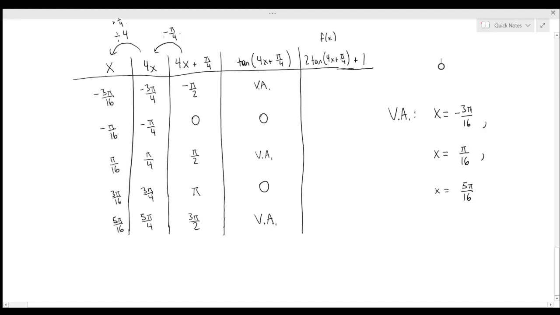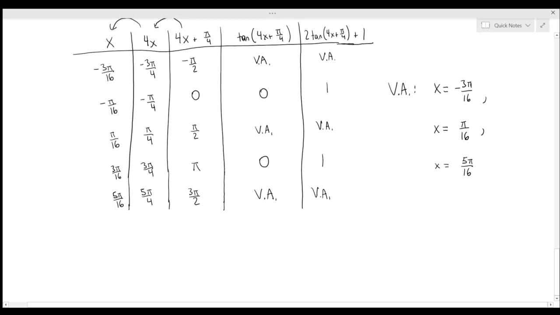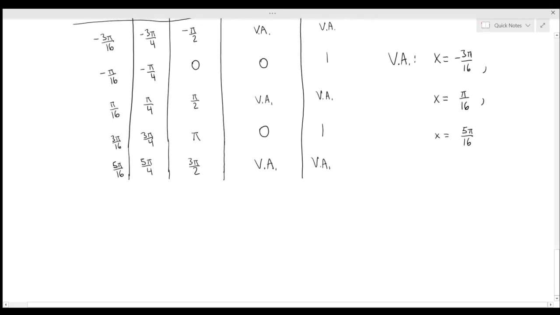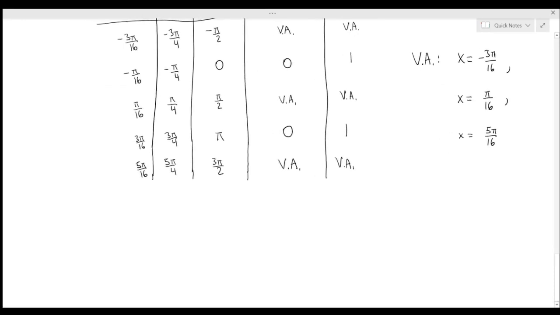So we still have vertical asymptotes here for now. So I'm just going to keep labeling them as vertical asymptotes. And then here we have 0. So if we do 2 times 0 plus 1, each of these will be 1. And so that's going to give me information to graph our function now. So let's get to that.